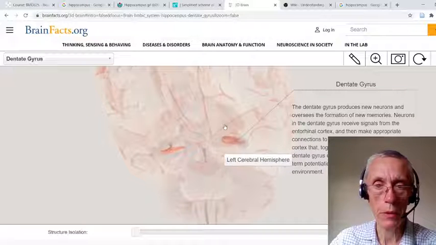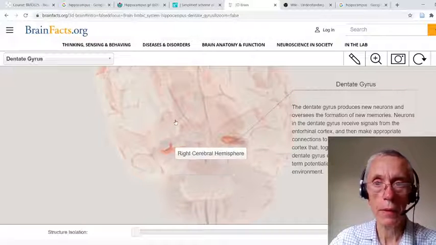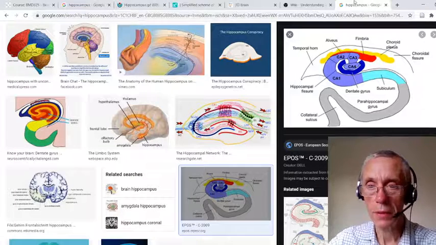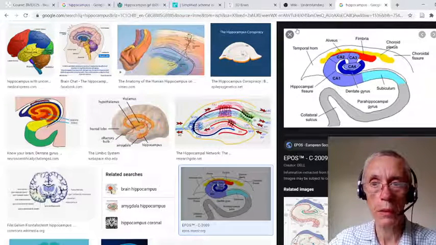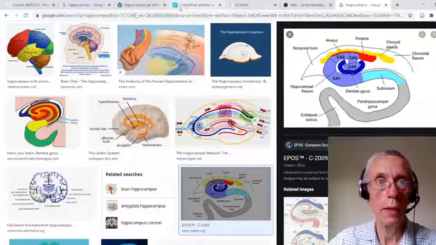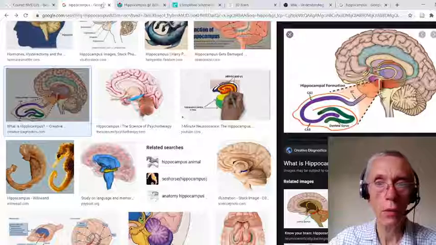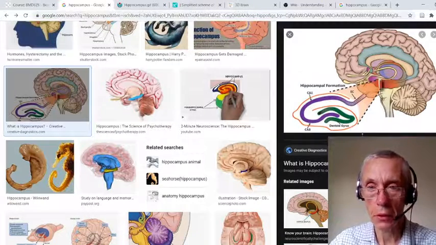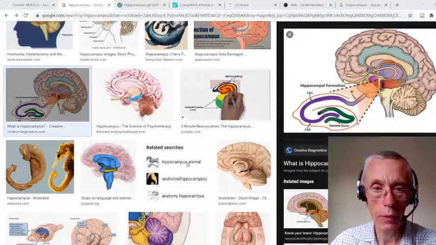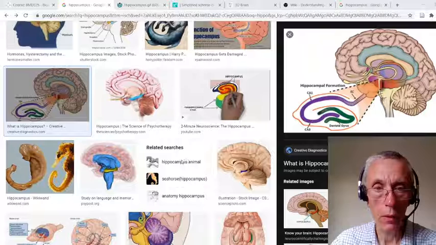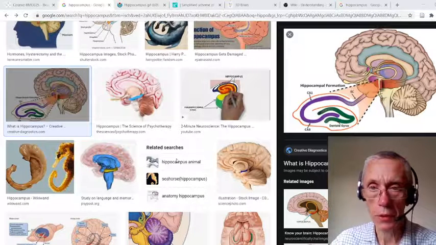So what I recommend you do is to have a look at these different ways of representing the hippocampus and get a good model in your head of how these things actually work together. So you end up with a good 3D model in your mind, so that then you can understand all the descriptions of the circuitry and so on.